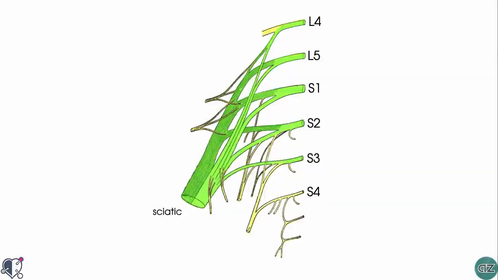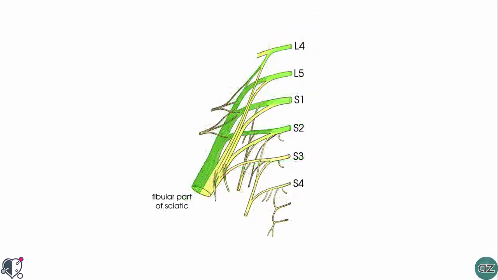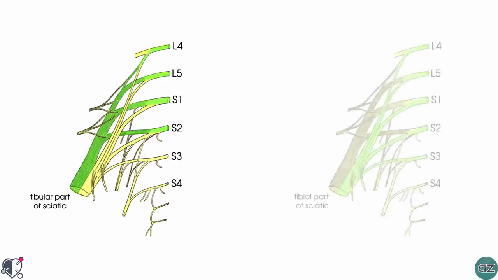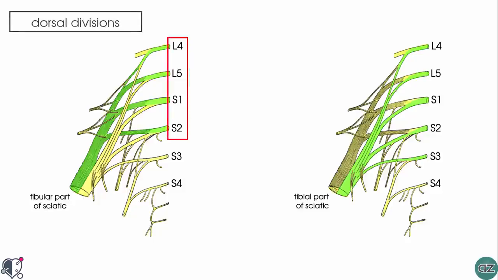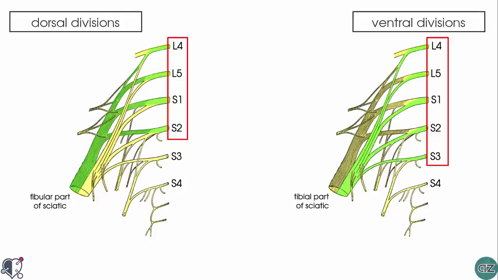The sciatic nerve is the largest nerve of the body, and it's derived from 5 nerve roots from L4 to S3. It has 2 components, the common fibular component and the tibial component. The common fibular component is formed from the dorsal divisions of L4 to S2. The tibial component is formed from the ventral divisions of L4 to S3.